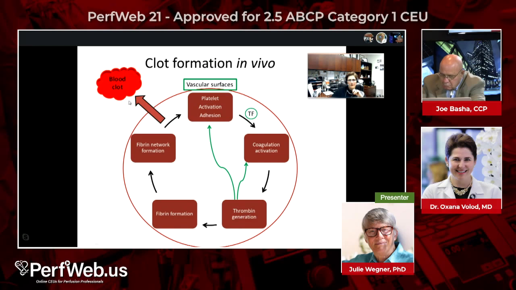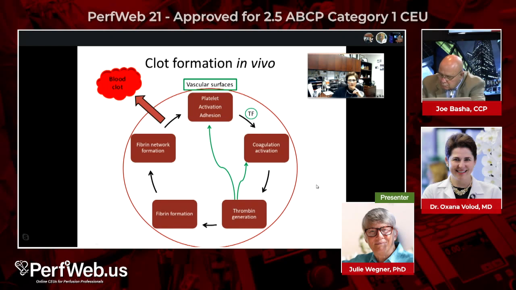And this is just a cartoon showing this. Again, there is platelet activation on the vascular surface, and also tissue factor activating the coagulation factors or pathways. Then you get thrombin generation, which comes back as positive feedback to the platelets and the coagulation. And once you get sufficient thrombin generation, you get fibrin formation, fibrin network formation, and finally the blood clot.